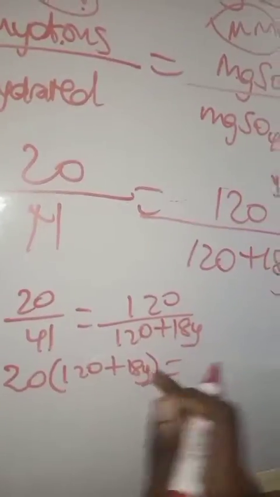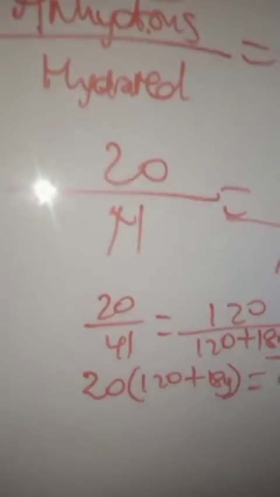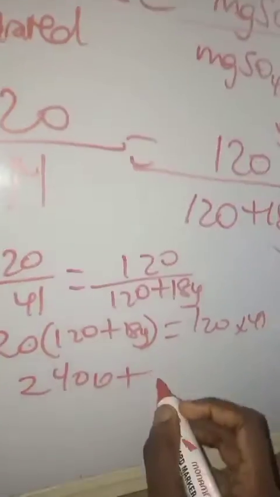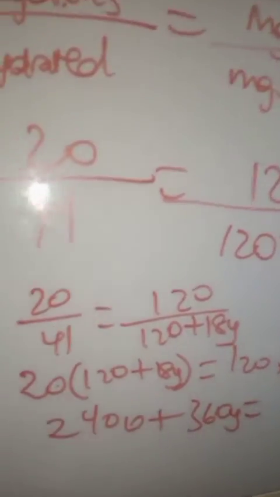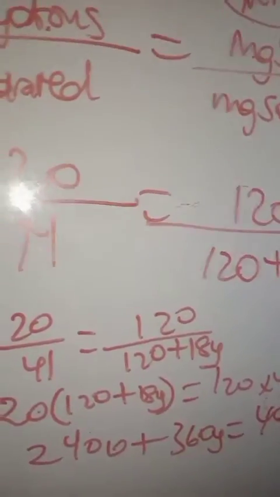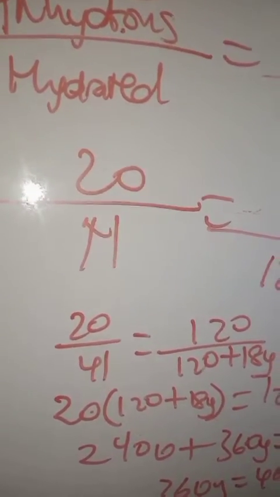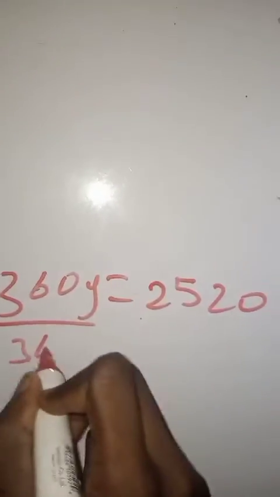So I cross multiply here is equals to 120 times 41. Yes, 20 times 120, that's 2,400, plus 20 times 18 is 360y, is equals to 120 times 41, which is 4,920. So let's just solve it. 360y is equals to 4,920 minus 2,400. That's 2,520. Divide both sides by 360.